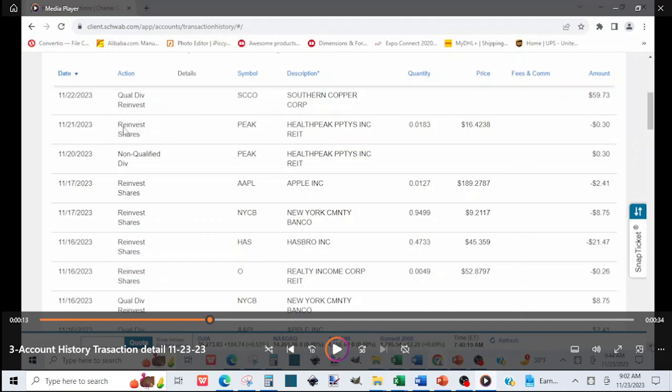And if we are looking here, qualified dividend reinvest, that is a dividend that got paid, and that is the amount. So for this SCOO, you'll just put that amount on your spreadsheet for the month that they paid. That makes sense. And then it will get reinvested if you check to get that reinvested when you make the purchase of the stock.